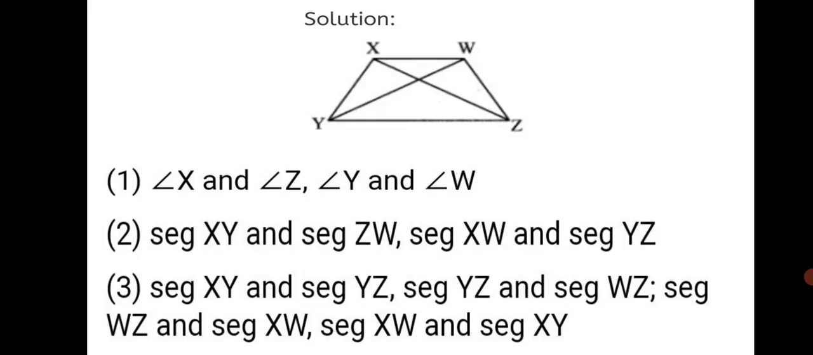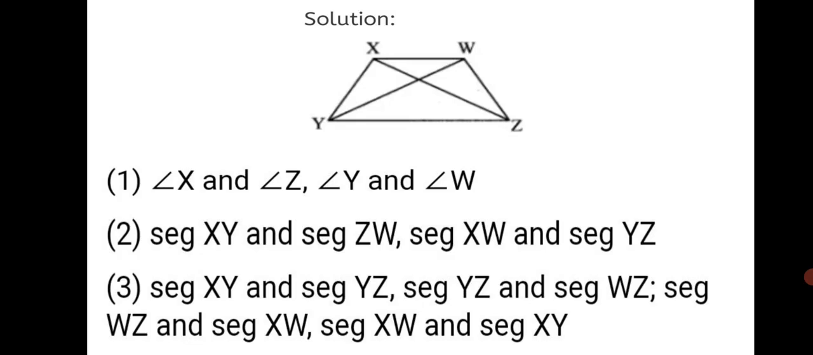So let's name seg XY and seg YZ is a pair of adjacent sides. Then seg YZ and seg WZ is a pair of adjacent sides where Z is the common vertex. Then seg WZ and seg XW where W is the common vertex. So they are adjacent sides. And last, seg XW and seg XY, where X is the common vertex. So this way we have written the names of pairs of adjacent sides of the given quadrilateral.